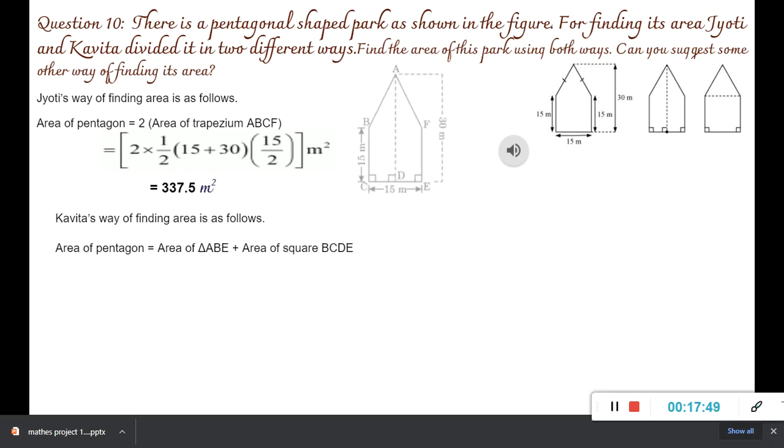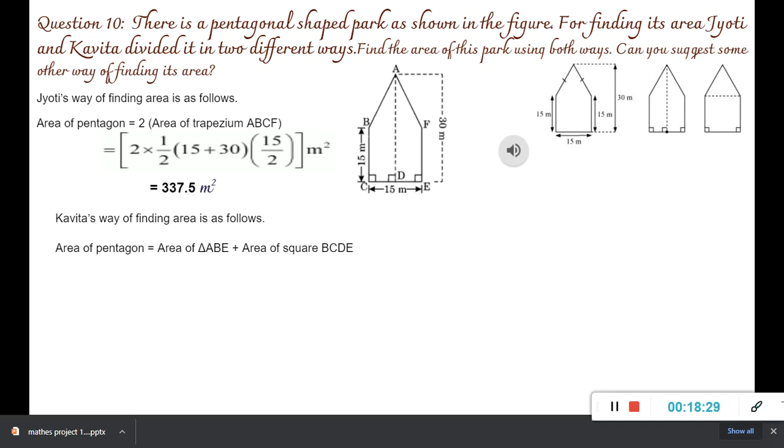Jyoti has done it like this. She has divided the pentagonal shape into two equal trapeziums, right? So we have to multiply the area by 2. What is the area? 2 into 1 upon 2 into height into the sum of the lengths of both the parallel sides. What is the height here? Height would be half of 15, right? So it will come like this: 2 into half into 15 into (30 plus 15)... that will be 337.5 meters square.